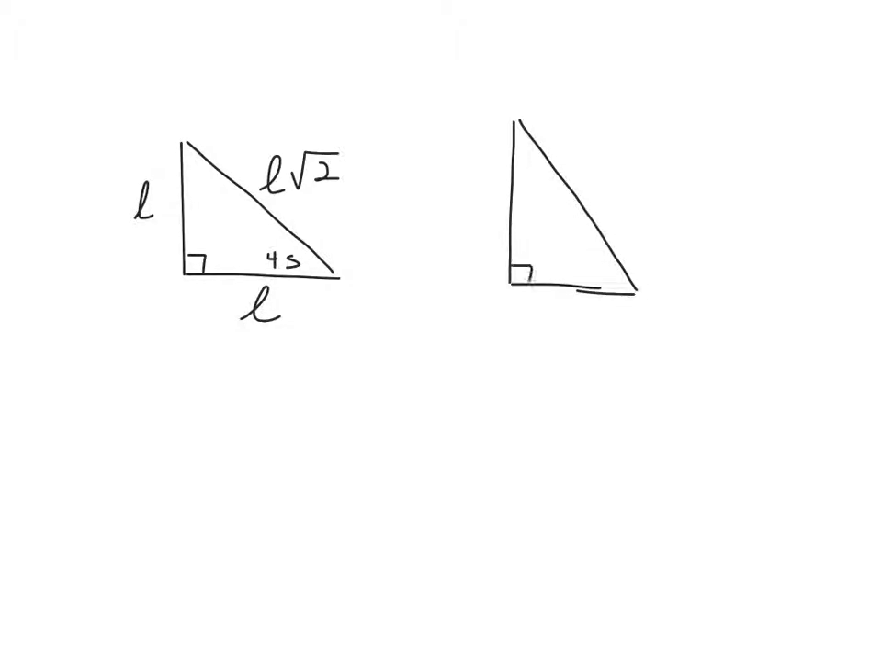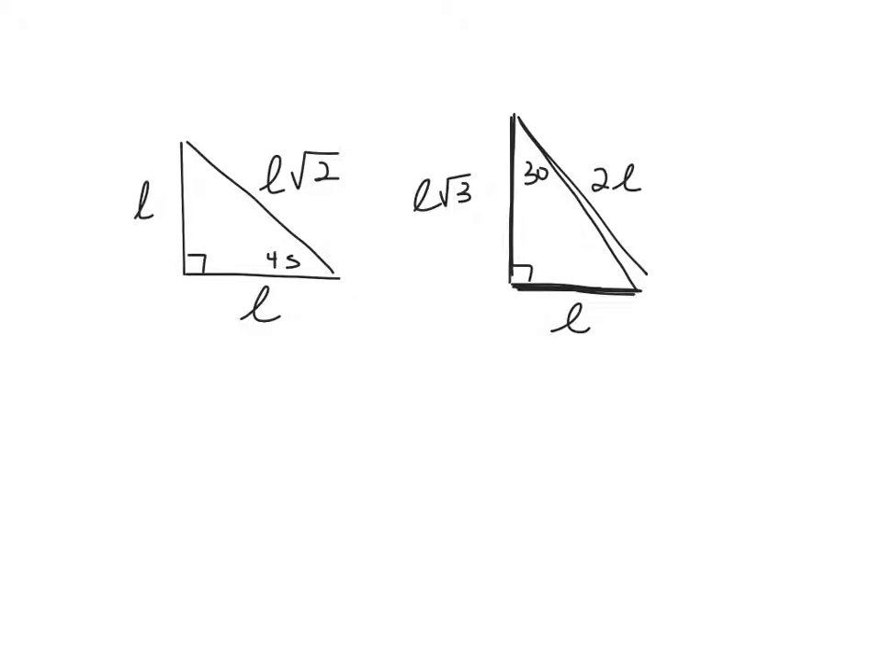And then the 30, 60, 90. What is this bottom side? That was L. What's the longer leg? L rad 3. And then the hypotenuse? 2L. Okay? So just make sure you're comfortable with those. You will be seeing them throughout. I'm going to actually show you one right now where you're going to see it.